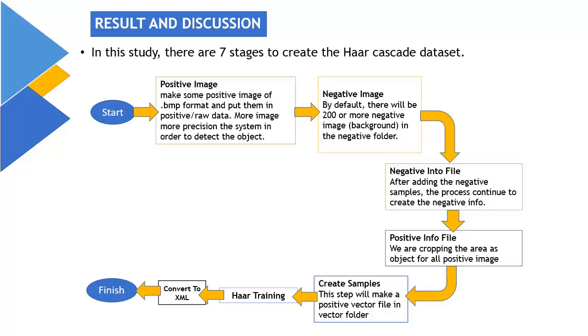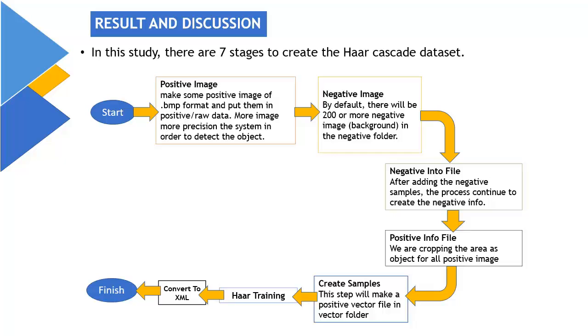The second step is creating negative images. By default, there will be 200 or more negative background images in the negative folder. The third step is the negative info file. After adding the negative samples, the process continues to create the negative info. The fourth step is creating the positive info file. We crop the area of the object for all positive images.